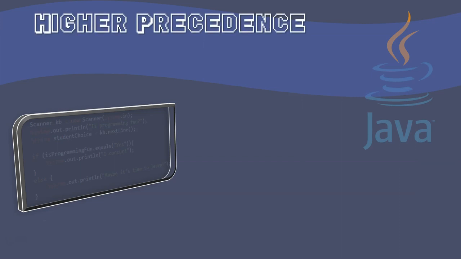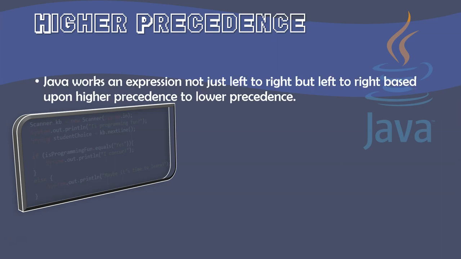Now, notice we just talked about levels. So that means we have higher precedence that we might have to deal with. When Java works an expression, it doesn't just go from left to right, but it goes left to right based upon the higher precedence to lower precedence.